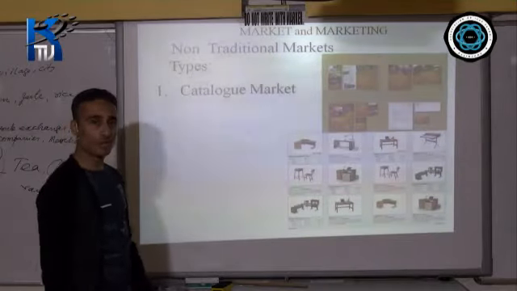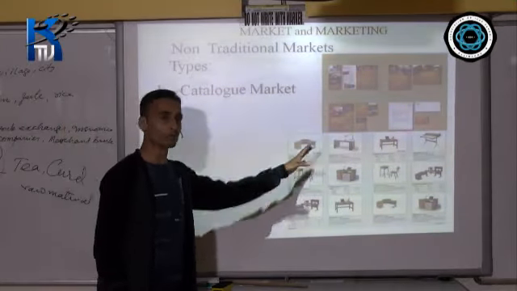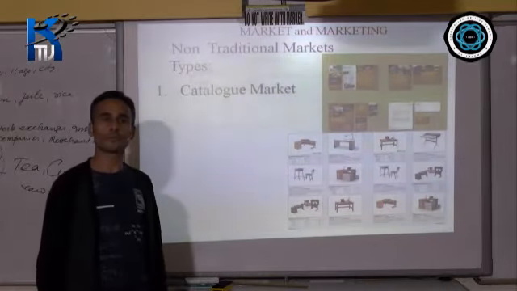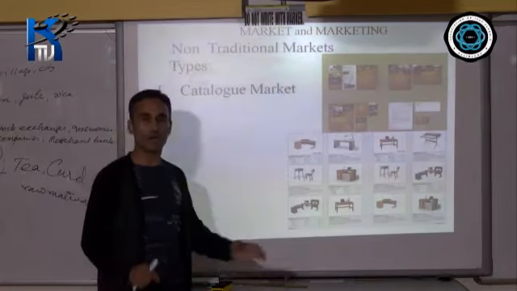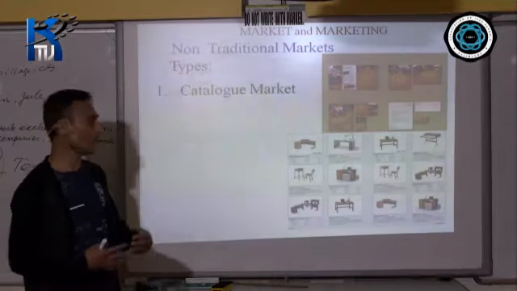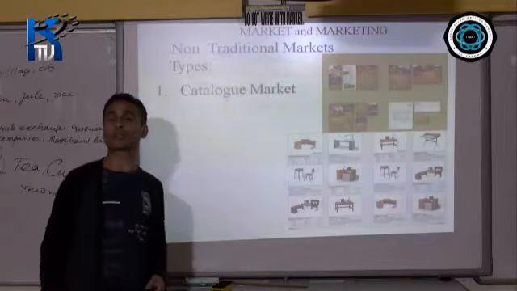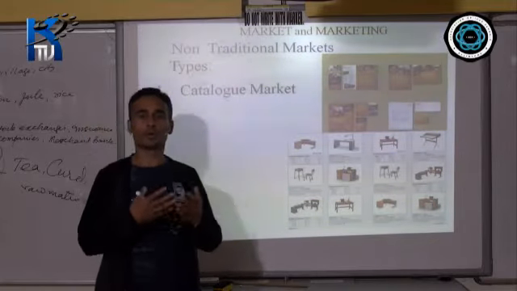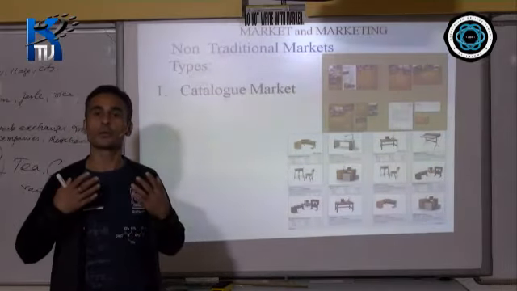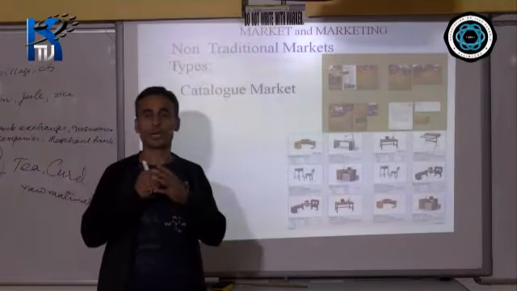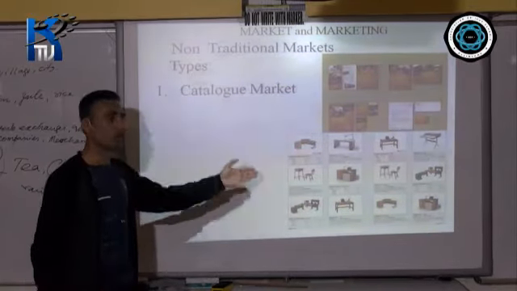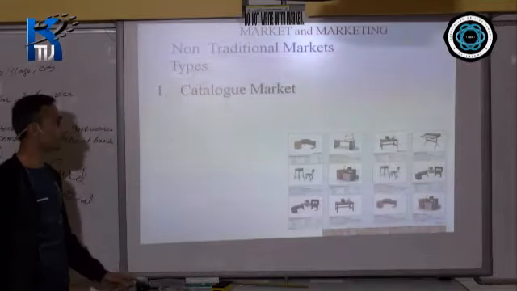In this catalog, what do you find? You find all those products. Descriptions of the products are given to you. These catalogs can be found in a showroom where the sellers will give you the catalogs. You will go through the catalogs, the descriptions will be there. You will go through the descriptions, then you make a decision to buy that particular product. So market done on the basis of this catalog is known as catalog market.